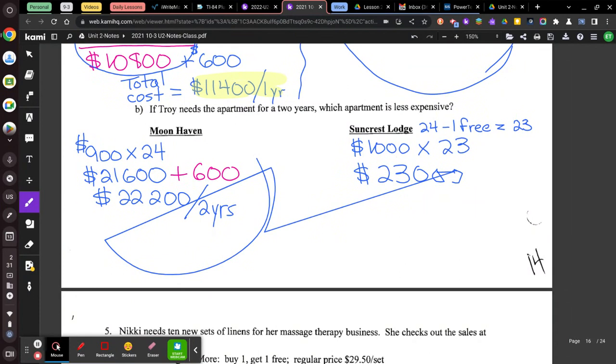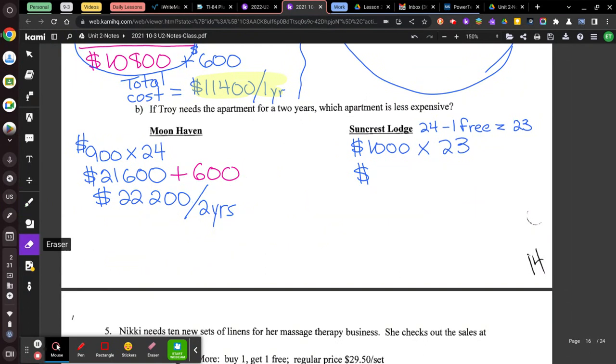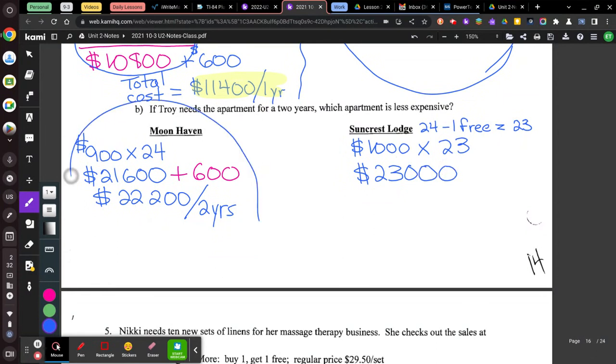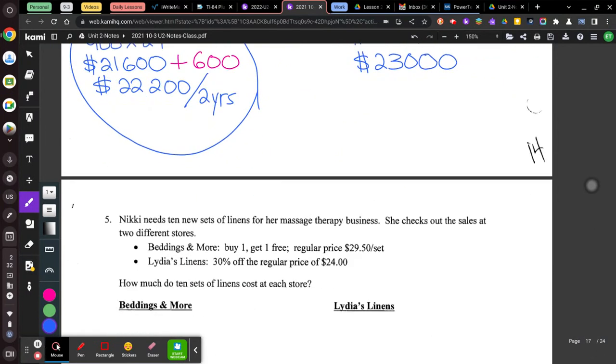Whoa. Okay. Holy smokes, this is glitching hard. It does not want to cooperate. Let's try that again. I'll just write the number 23,000. Holy cow. Cheaper. Okay.